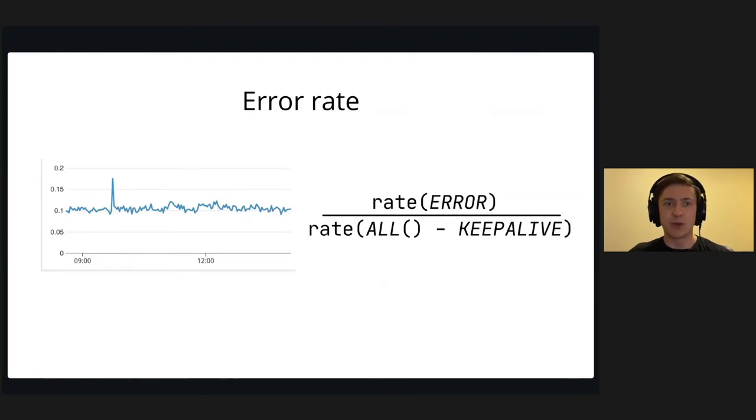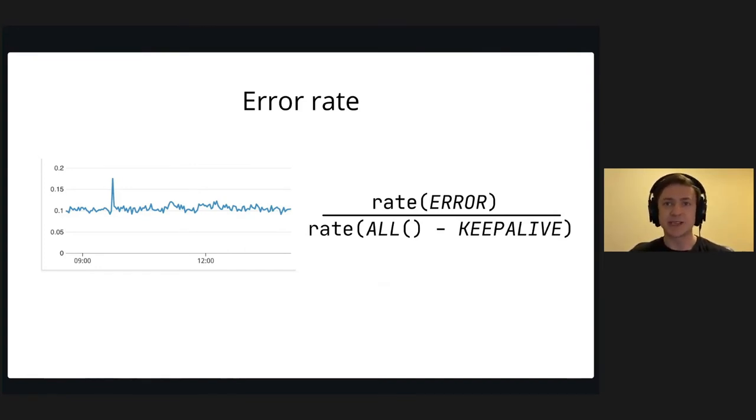And at some point when deploying the system, you'll need to decide what the final representation of errors in the system is. We found that a very good approximation is the rate of error frames divided by the rate of all frames. However, we explicitly exclude keep alive frames. That's very important to remove a lot of noise.